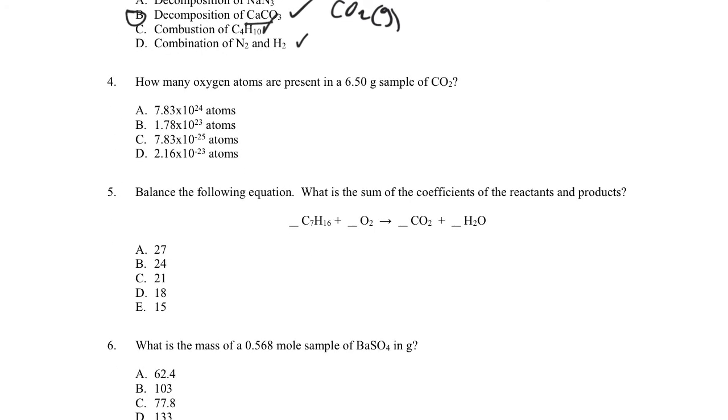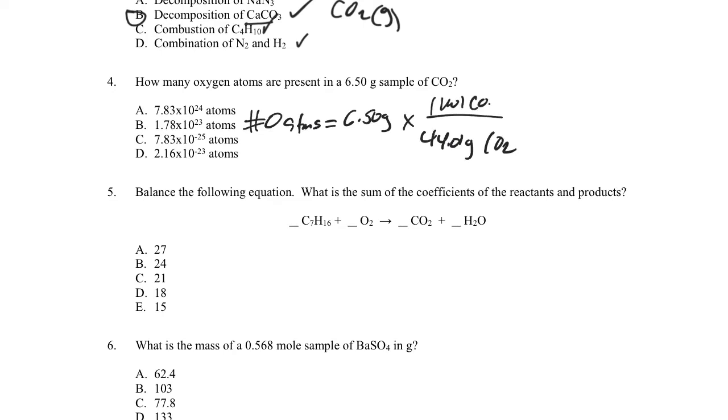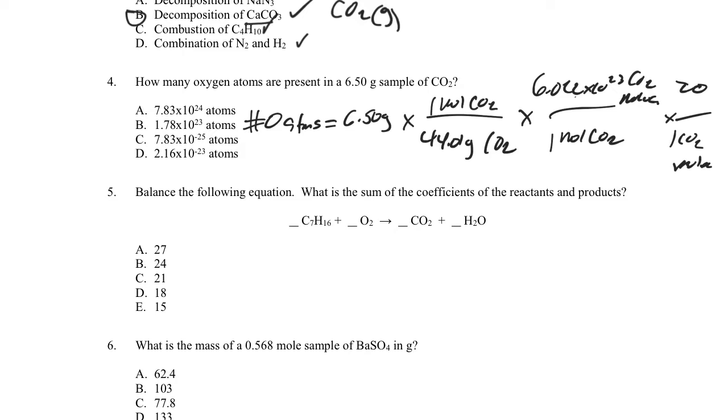How many O atoms are present in a 6.50 gram sample of CO2? So the number of O atoms equals 6.50 grams of CO2. 44.01 grams of CO2 contains 1 mole. So 44 grams of CO2 is 1 mole of CO2, so we're going to go grams to moles. 1 mole of CO2 contains an Avogadro's number, 6.022 times 10 to the 23 CO2 molecules. And then 1 CO2 molecule contains 2 O atoms. So 6.5 divided by 44.01 times 6.022 times 10 to the 23 times 2 gives me 1.78 times 10 to the 23 atoms.